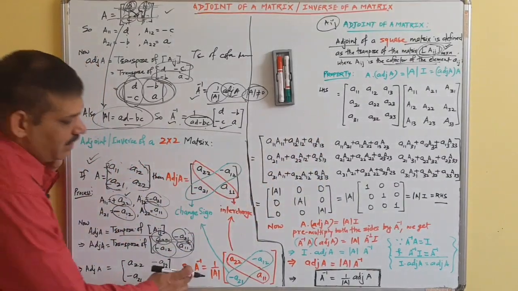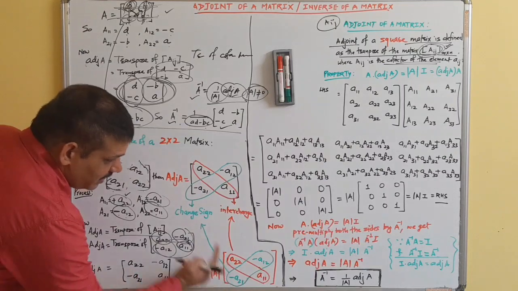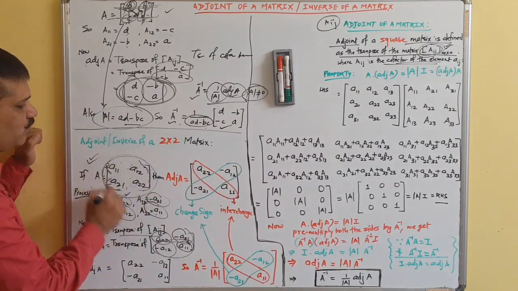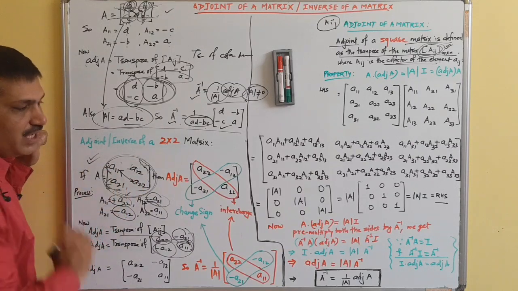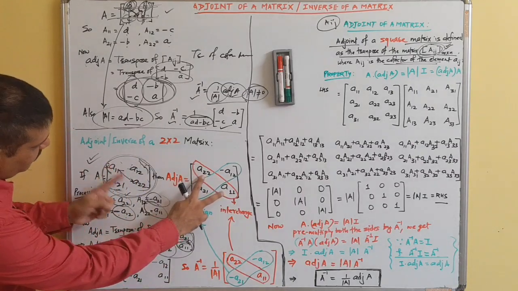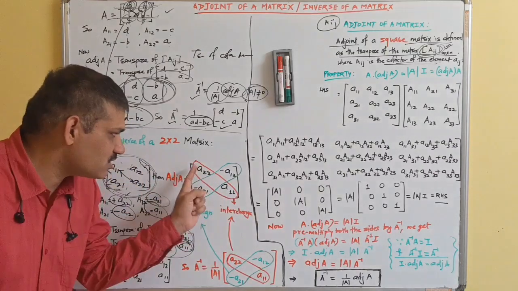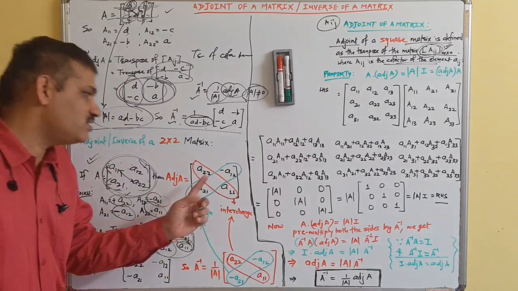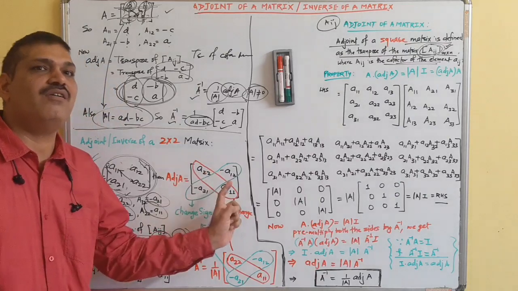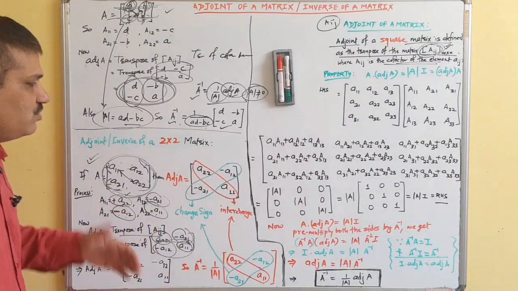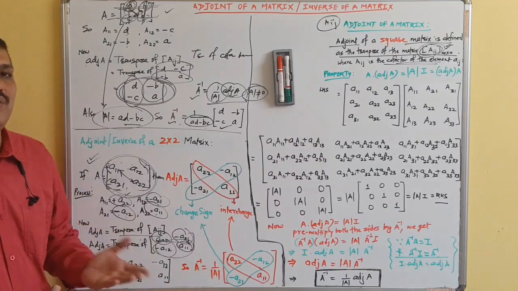So A inverse is 1 upon determinant A times the adjoint of A, and the adjoint of A is here. You can see from the original 2 by 2 matrix, we just interchange the elements of the leading diagonal, A11 and A22, and change the sign of the non-leading diagonal elements. Do not interchange those, just change their sign. You will find the adjoint, and if you divide the adjoint by determinant A, you are going to get the inverse of a matrix.